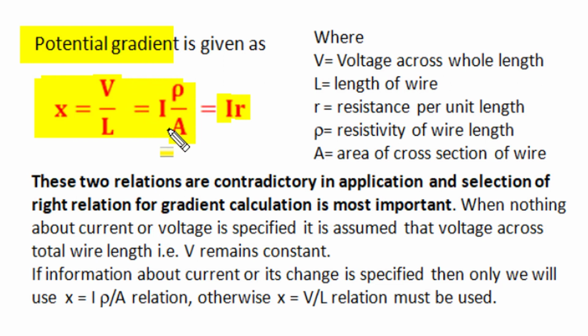If information about current is specified, then only we have to use the I R or I rho by A formula. Otherwise, we have to use the V by L formula for potential gradient calculation. Some examples will explain this concept.